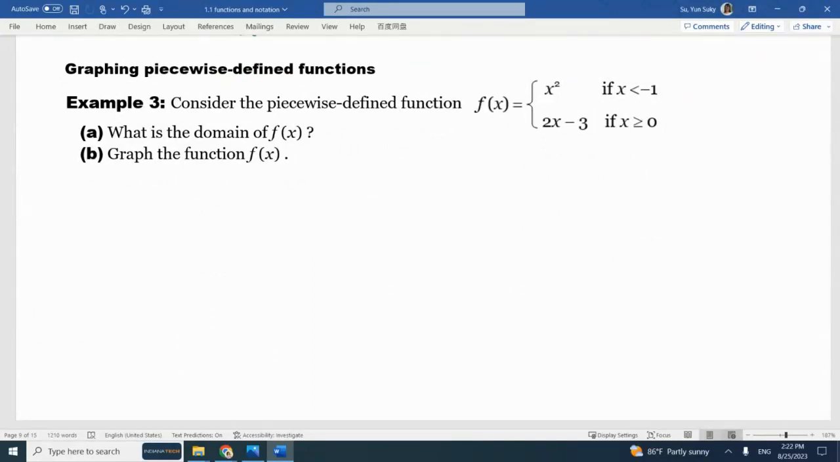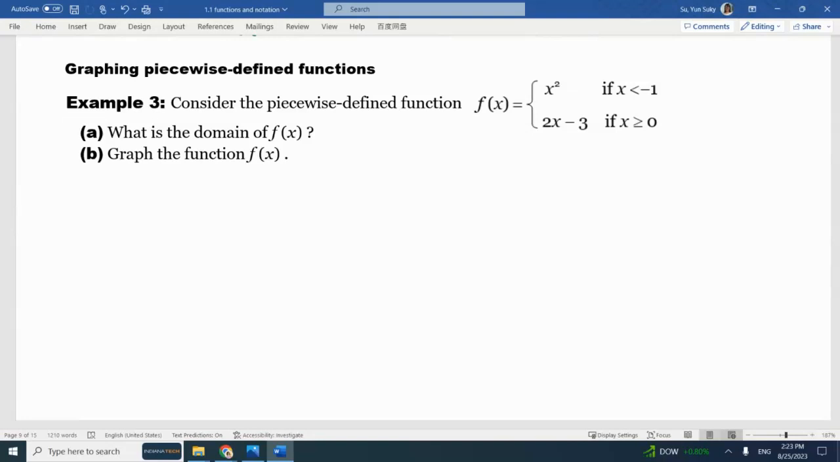Okay, example. Consider this piecewise defined function f of x equals x squared. What does x squared look like? X squared, yeah, bravo, right? How about a linear function, a line? It depends on the slope. Remember the slope is the coefficient of x. If the slope is positive, our line looks like this. If the slope is negative, our line looks like that. Right, everybody? Okay.